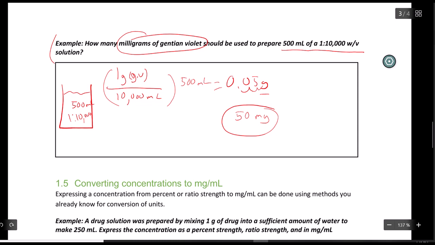That is our question. So if we put 50 milligrams in 500 mLs, we would get that ratio strength. Notice that the question can be asked several different ways. The question can say, if you put 50 milligrams of gentian violet in 500 mLs of the solution, what's your concentration as a percent? What's your concentration as a ratio strength?